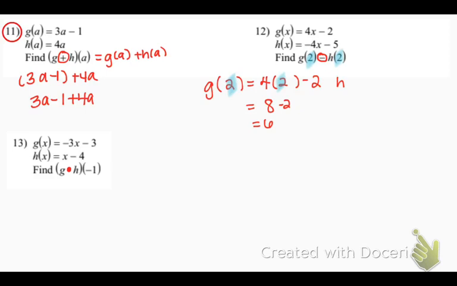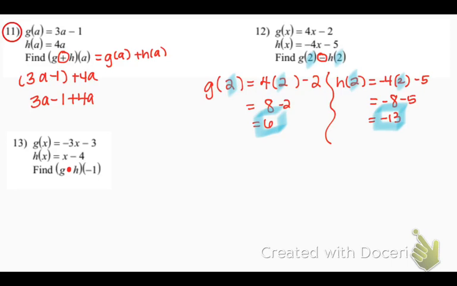So h of 2 equals negative 4 times 2 minus 5. Negative 4 times 2 is negative 8, minus 5 is more negative, so I have negative 13. Now, 6 is g of 2, so I can substitute or replace it. h of 2 is negative 13. So that means I have 6 minus negative 13. And remember, when you subtract a negative, it becomes addition. So that final answer will be 19.